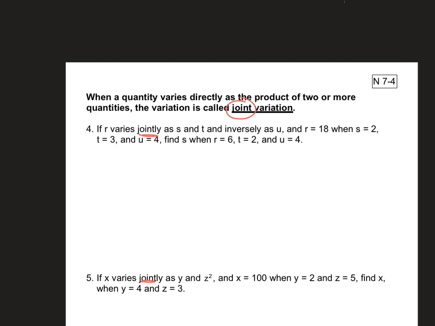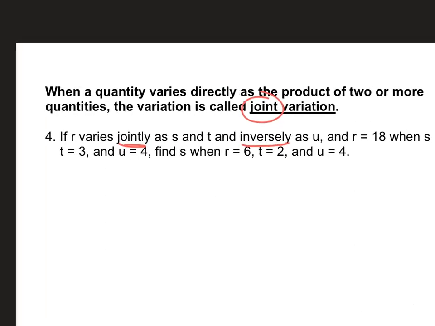So let's just look at the first one. I'll show you how to set it up. If R varies jointly as S and T and inversely as U, and R is 18, S is 2, T is 3, U is 4, find all this other stuff. Let's deal with that when we come to it. The first thing we need to know is how to write the equation.